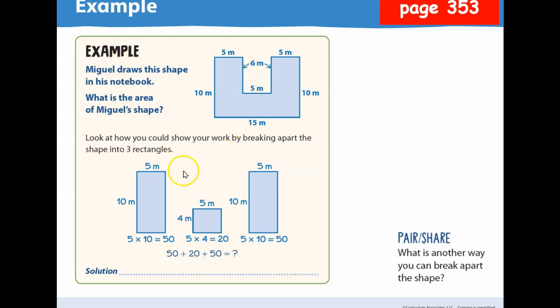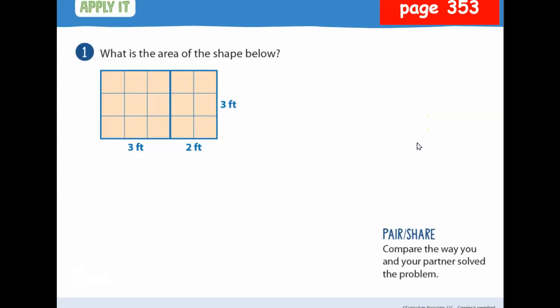Okay, so here's an example that they have. It says, look how you could show your work by breaking apart the shape into 3 rectangles. They broke apart this one to 5 times 10, and then the little one was 5 times 4, okay? And then the other big one was also 5 times 10. And then they multiplied all 3 areas to find the area, and then they added all areas together, okay? You're not going to have anything as complicated as this on the test tomorrow, so don't worry. All right? Go and do number 1 for me, and then we'll go over it.